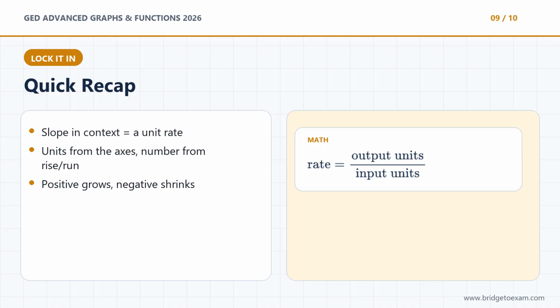Let's lock it in. In context, slope is a unit rate. Output units over input units. Read the axes to get the units, and rise over run to get the number. Positive means growing, negative means shrinking, and the starting value is a separate idea from the rate. Now, slope truly means something.